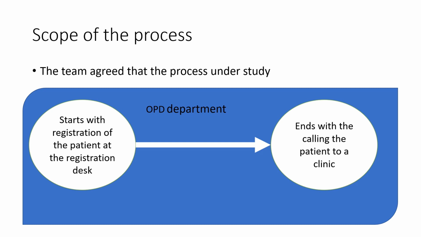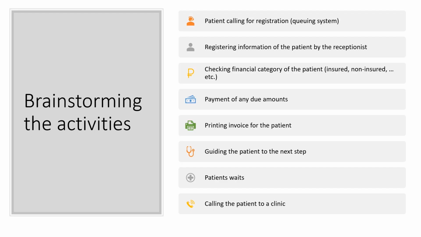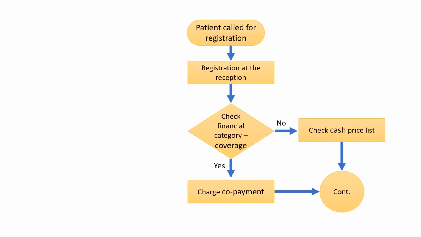They agreed to start with registration of a patient at the reception desk and to end the process by the patient being called to a clinic. The boundaries of the process were limited inside the OPD department. After defining the start, end, and the boundaries of the process, the team started to brainstorm different steps involved in the flow of patients from the start to the end of the process. As you can see, here are the different steps defined by the team of the activities involved in the process. Let's see how the team went further into drawing the flowchart.